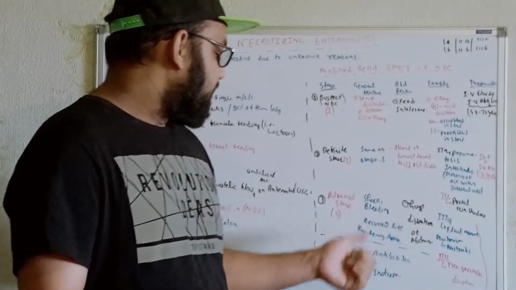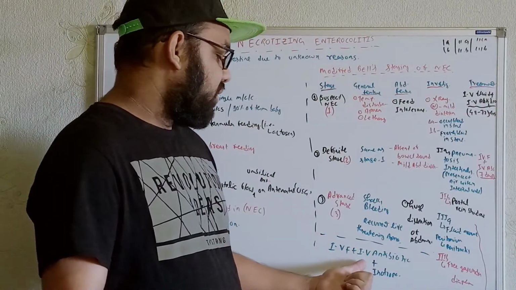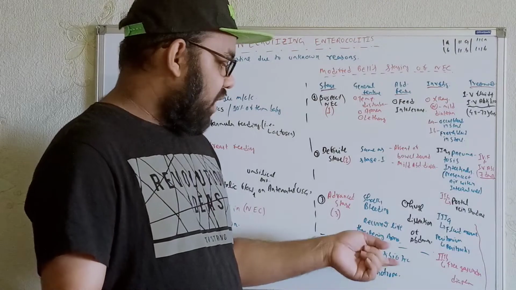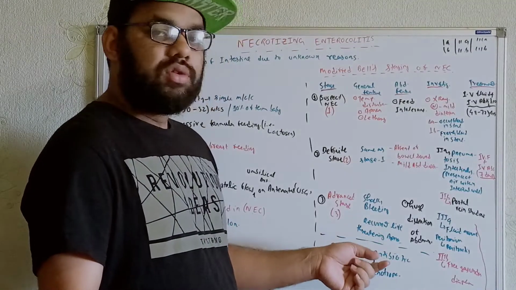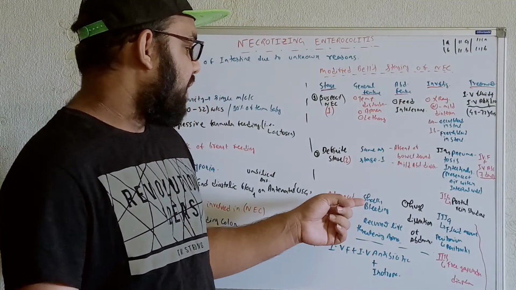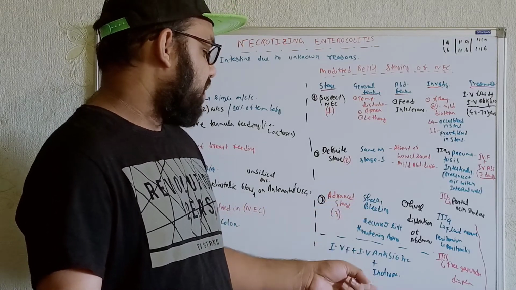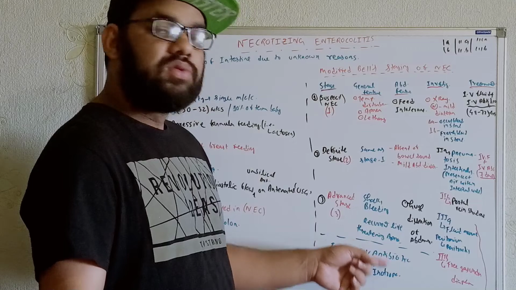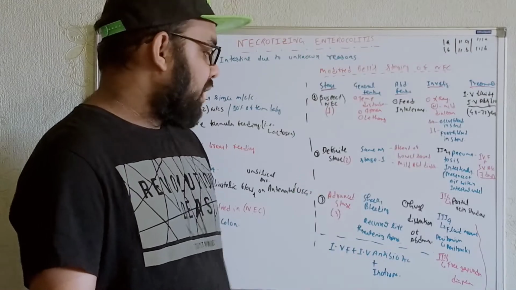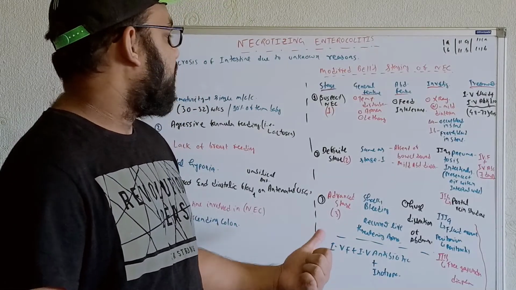Now, as far as the treatment is concerned, we can use intravenous fluid and intravenous antibiotics. Along with that, we can also use inotropes, because in the general features I have already explained, we can get the presence of shock or bleeding in these cases. That's why, to maintain this, we have to use inotropes. So that's all in terms of necrotizing enterocolitis.